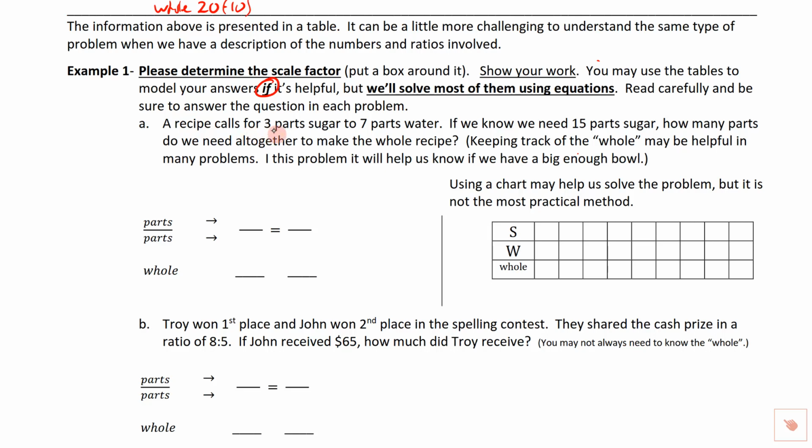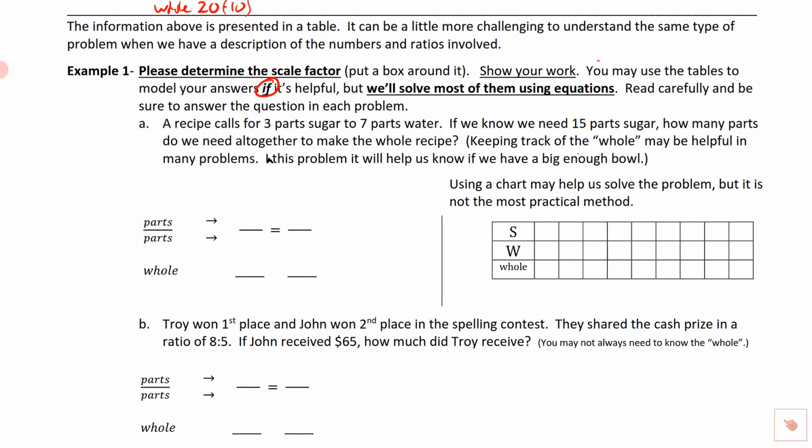A recipe calls for 3 parts sugar to 7 parts water. If we know we need 15 parts sugar, how many parts do we need altogether to make the entire recipe? Keeping track of the whole may be helpful in many problems. Okay, I've actually got a typo here. In this problem, it'll help us know whether or not we have a big enough bowl.